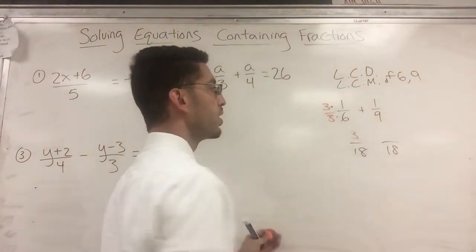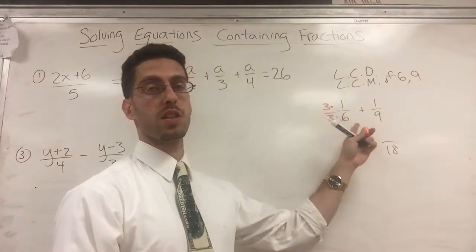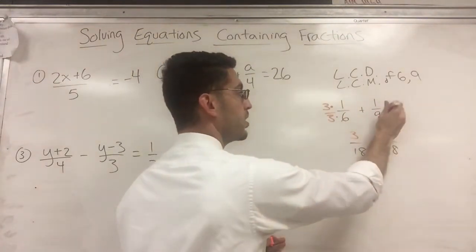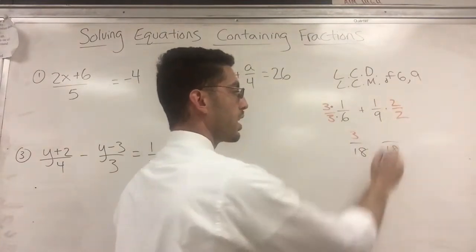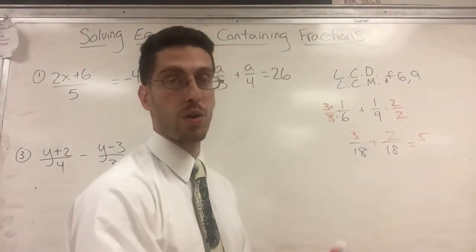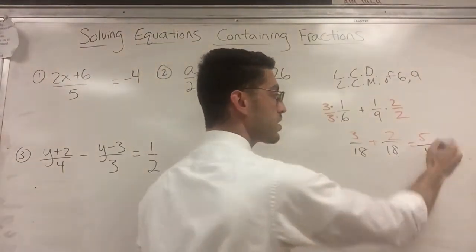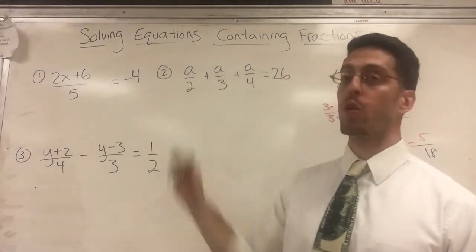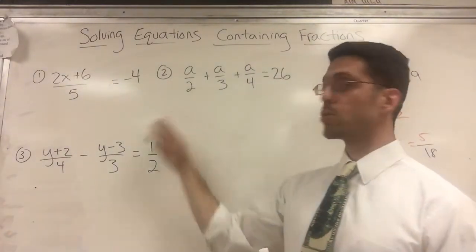So 3 over 18 is the same as 1/6. It's just skinnier slices, but it's the same amount. And here, multiply by 2 over 2, and I get 2/18, and then you can add straight across to get your 5 out of 18. The denominator stays the same. So that concept of common denominator is going to carry on over here when I get to 2 and 3.